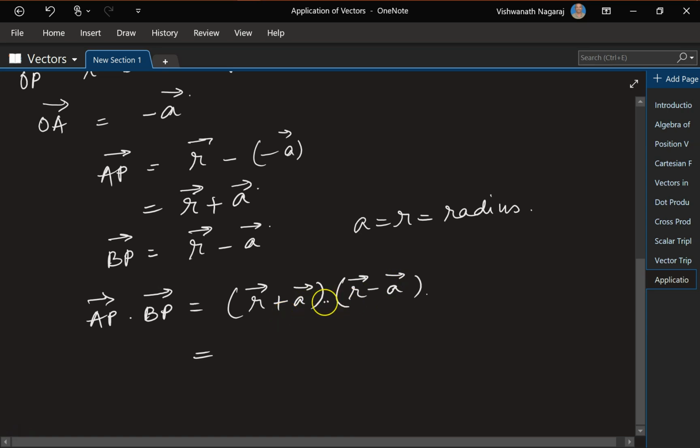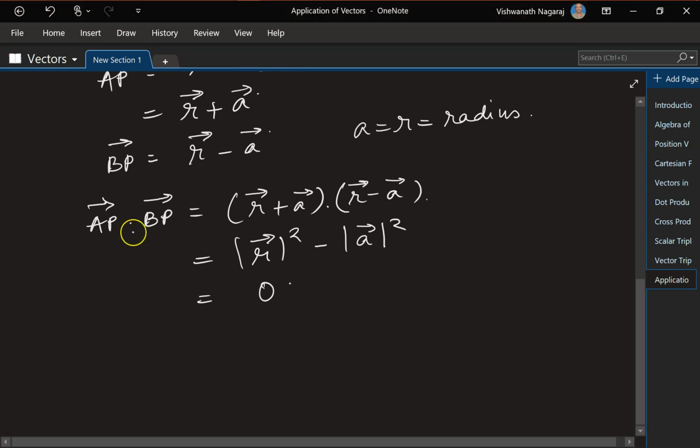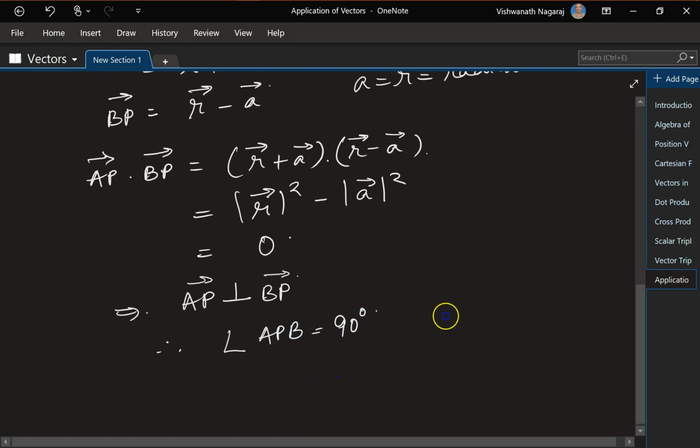But first let's apply the algebraic formula. Remember, A plus B, A minus B. So that is R square minus A square, which is 0. Now that's the key. We know that if the dot product of two vectors is 0, that means that the vectors are perpendicular to each other. So therefore, angle APB is equal to 90 degrees, which is what we had to prove.